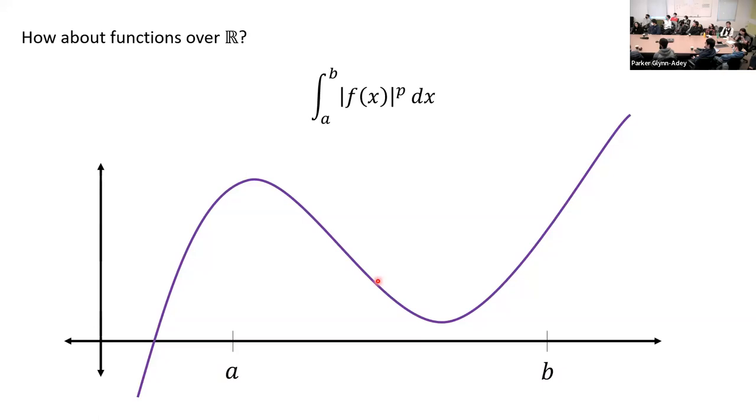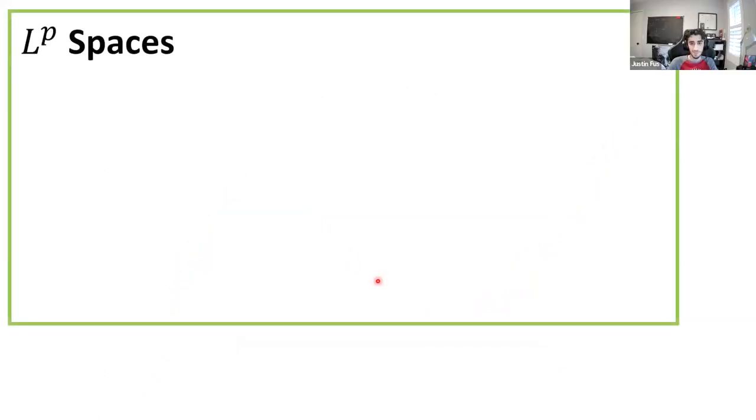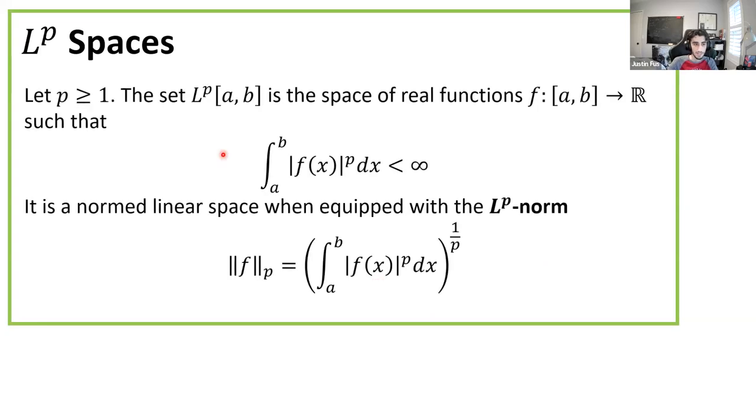So big LP space is what we're now getting into. Big LP, where we have some interval defined, AB, is the space of all real functions that map this interval into the reals, such that the integral of the pth power of the absolute value converges to a finite number. As we did with little LP, this allows us to give a norm by taking the pth root of this definite integral. We call this the big LP norm.